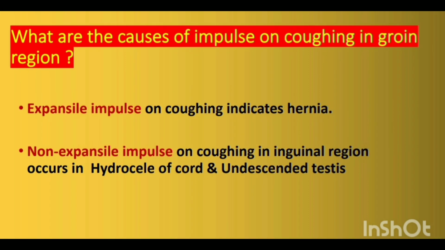Question: what are the causes of impulse on coughing in the groin region? The answer is: expansile impulse on coughing indicates hernia, and non-expansile impulse on coughing in the inguinal region occurs in hydrocele of cord and undescended testis.